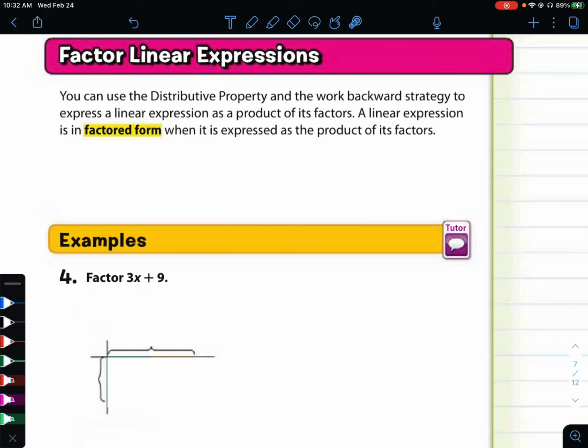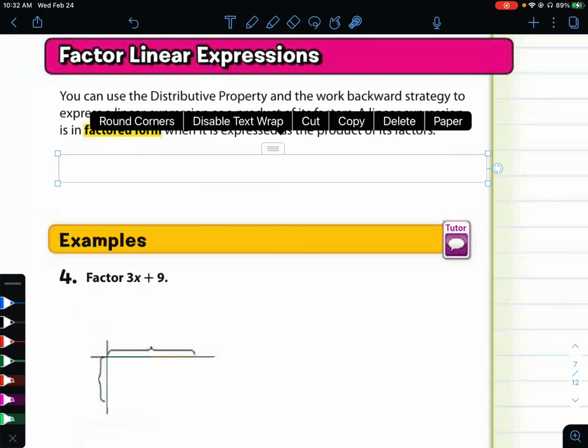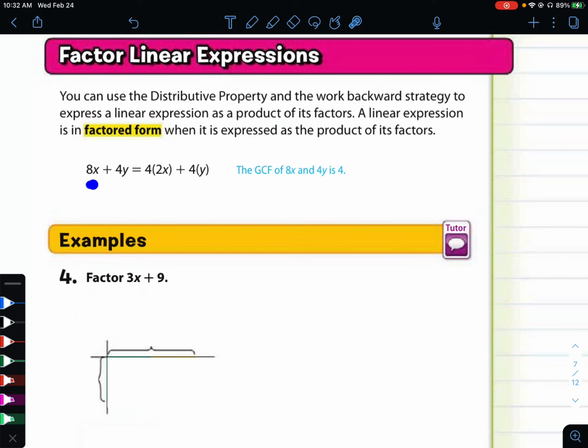Okay, good example of that is this. You have 8x plus 4y. Again, this is not in factored form because it's using addition. Now if I find the GCF of 8x and 4y, and if you notice, the greatest common factor of 8x and 4y is 4. So I can rewrite this using the greatest common factor, which is 4.